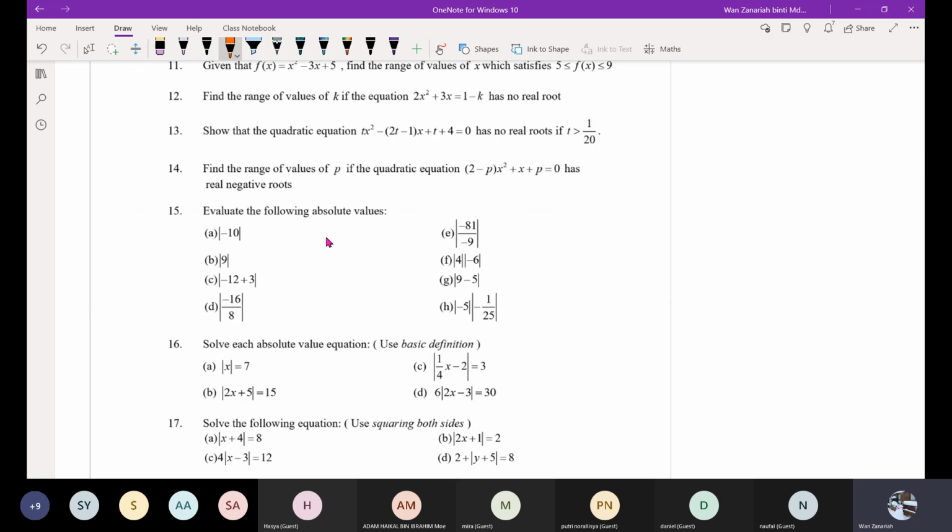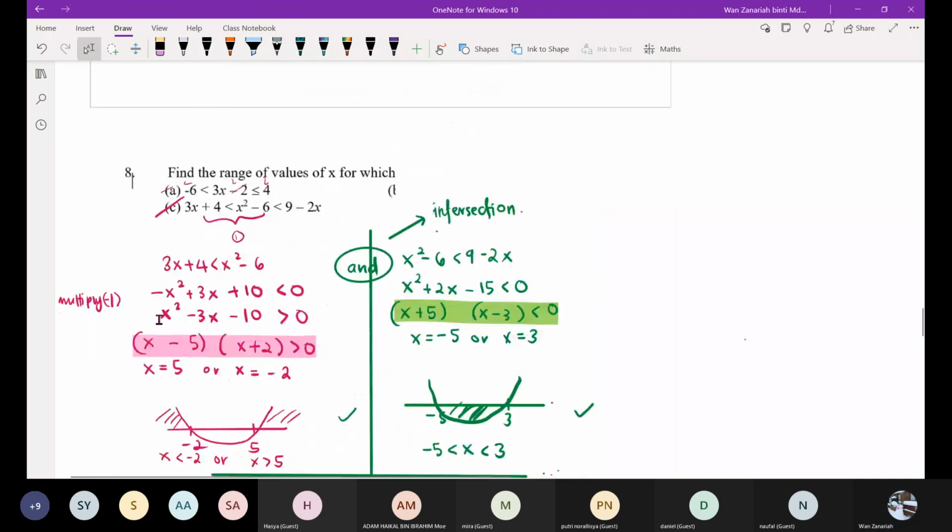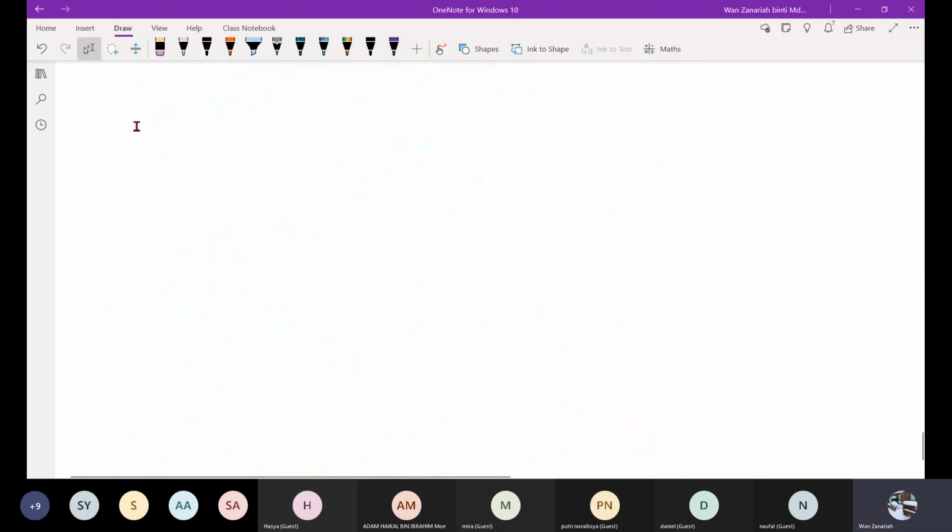Macam tadi dia dah bagi range. Dia suruh buktikan no real roots. Tapi sekarang ni dia statement tak apa. So fine. Bila kata fine senang lah. Bila soalan fine senang, senyum. Tapi bila soalan proving kena hati-hati.